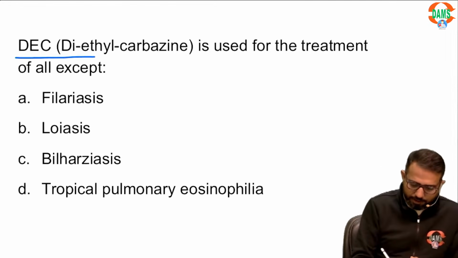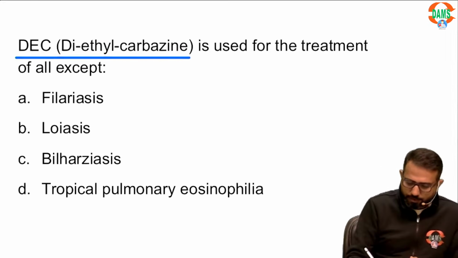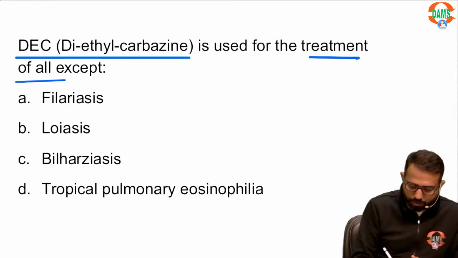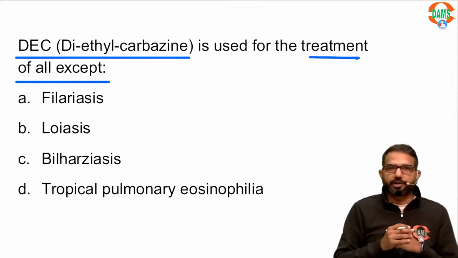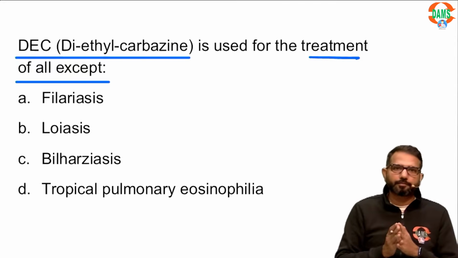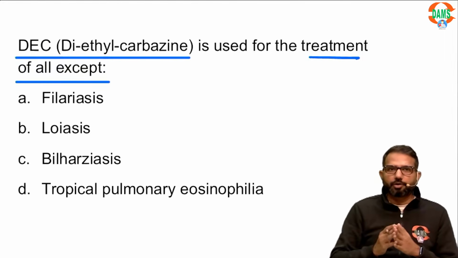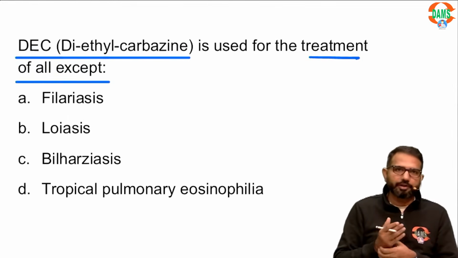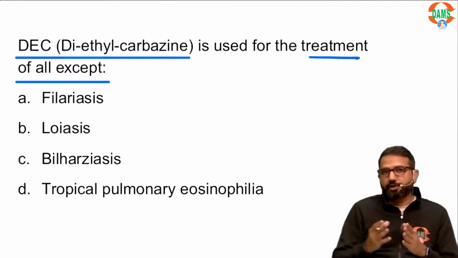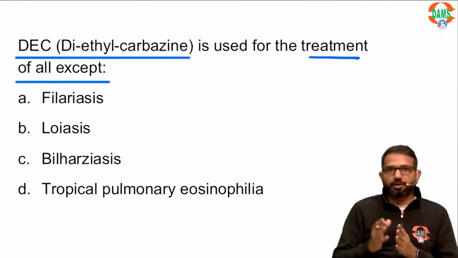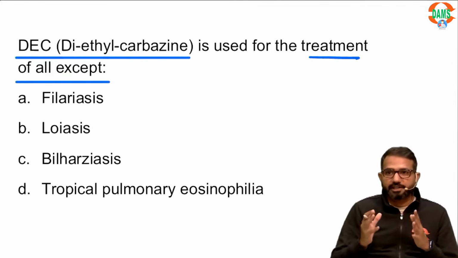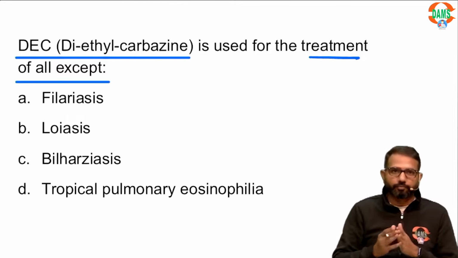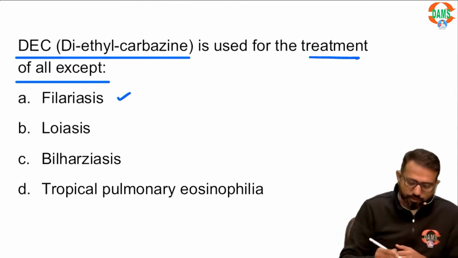DEC, diethylcarbamazine, is used for the treatment of all except where we don't use the DEC. Options are filariasis, loiasis, bilharziasis, or tropical pulmonary eosinophilia. DEC, important drug. It is the drug of choice for filaria. The question is except. So in filariasis it is used. It is the drug of choice.